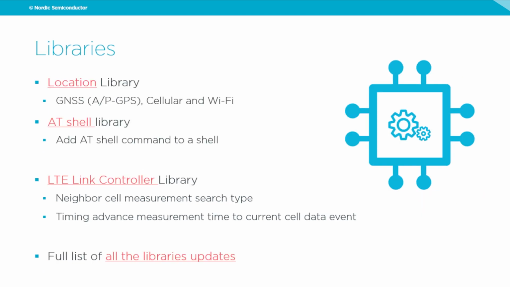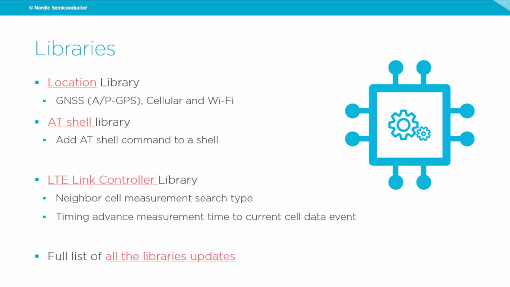Some new libraries. We have the location library, which enables you to use GNSS, assisted GPS, P-GPS, and also cellular, single-cell, multi-cell, as well as Wi-Fi positioning directly through this library. And we have also added an AT shell library, which adds an AT command shell to your device, so you can just write to your device through a terminal to send and receive different AT commands.